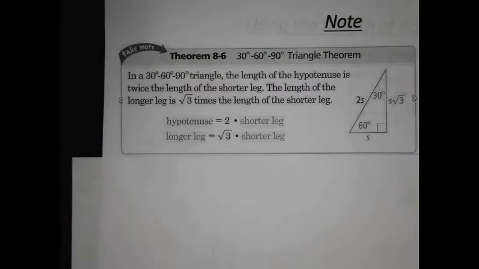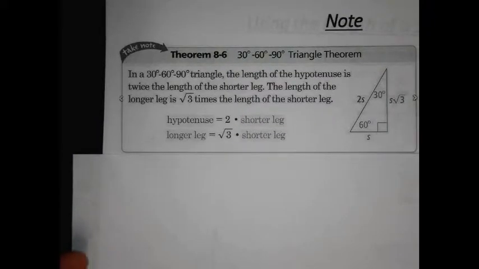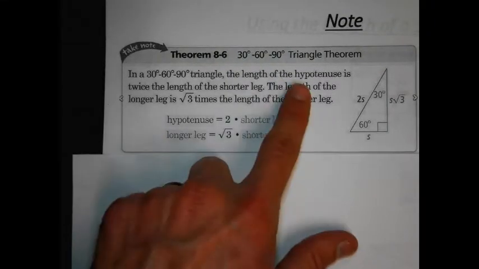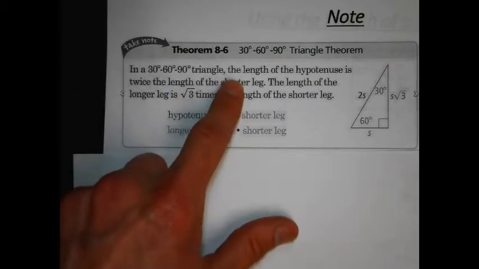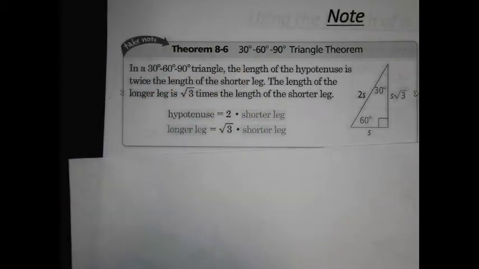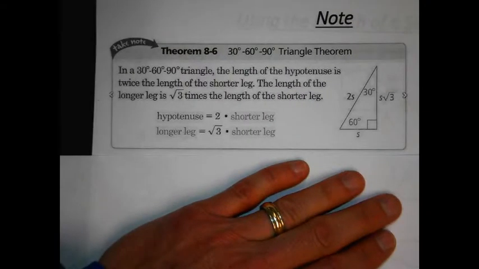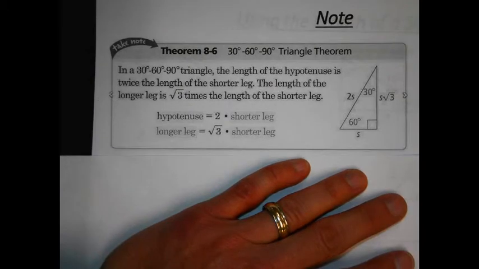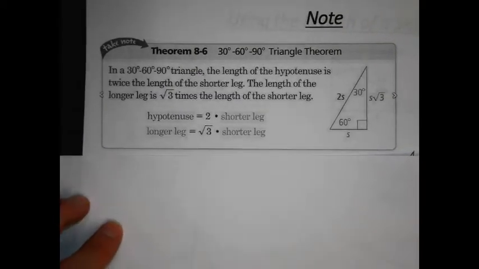I know. So this is the 30, 60, 90 triangle theorem, where the length of the hypotenuse is twice the length of the short leg, and the length of the long leg is root 3 times the length of the short leg. Got it? Great. Piece of cake. Video over. Good luck. Just kidding. So this does require practice and familiarity, and I'll give you a couple examples right here on this note.